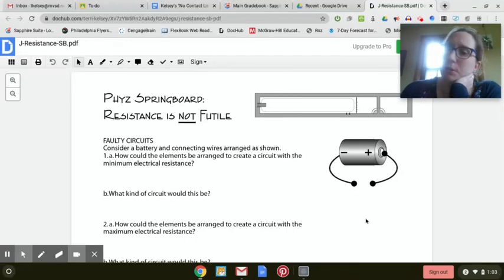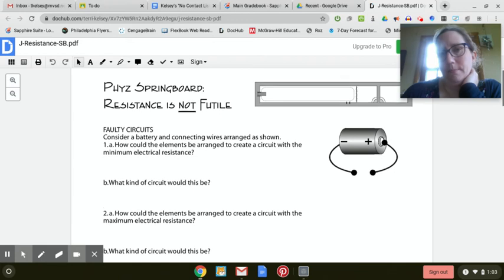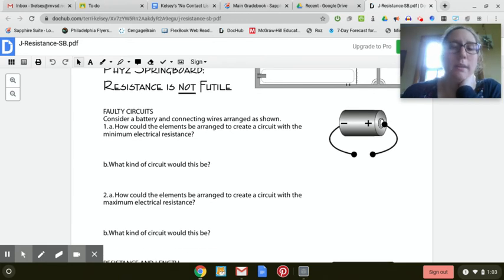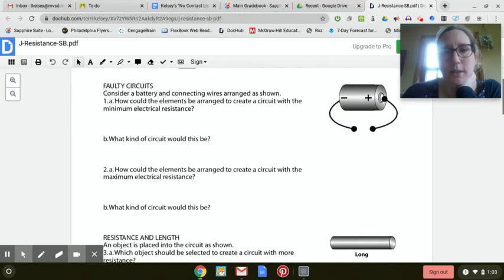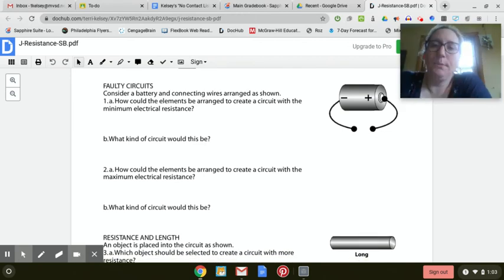All right, guys, I like this worksheet a lot because it takes us through resistance as a concept. Resistance in electricity is a lot like resistance in regular life. So, faulty circuits. Consider a battery and connecting wires arranged as shown. How can the elements create a circuit with the minimum electrical resistance?